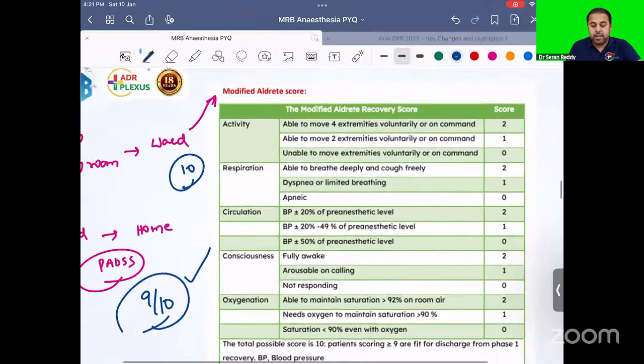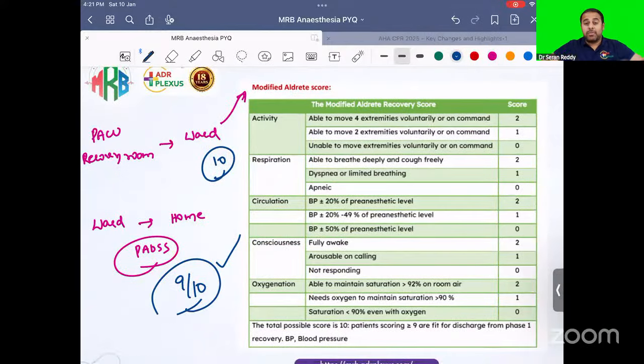See here, what are the components? In modified Aldrete score, activity: whether this patient is moving all the extremities voluntarily on command, whether it is moving only 2 extremities or unable to move. Respiration: able to breathe deeply and cough freely, or any dyspnea is there, 1 point, apneic, 0 points. If blood pressure within 20% of the range, 2 points, 20 to 49% of the range, 1 point. If it is fluctuating more than 50% of the pre-anesthetic level, then 0. If the patient is fully awake, 2 points, arousable on calling, 1, not at all responding, 0. Oxygenation, on room air more than 92%, 2. Needs oxygen to maintain saturation more than 90%, 1. Even with oxygen less than 90%, 0.